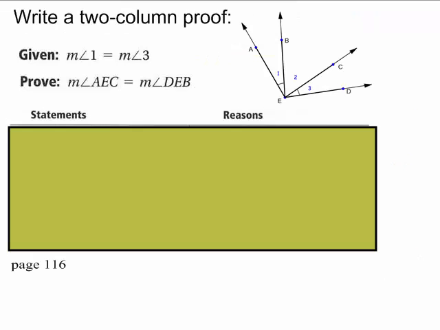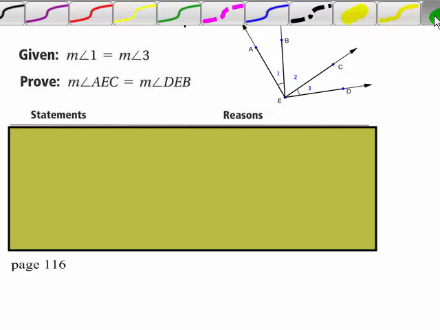We're supposed to write a 2-column proof on this one. Let's see. We're given this image, and the measure of angle 1 is equal to the measure of angle 3. So this angle 1 is congruent to angle 3. I've got the little congruent marks there. And we're supposed to prove that AEC, let's go to the highlighter here, AEC, all of this, is equal in measure to all of this.